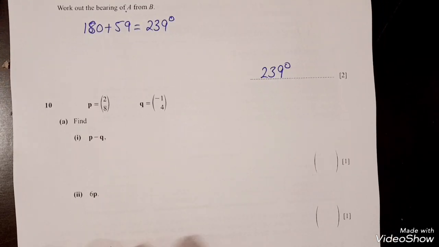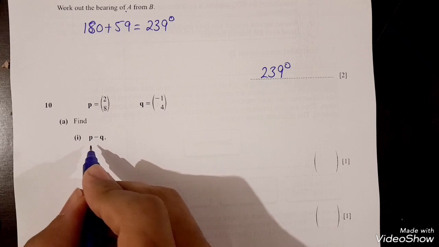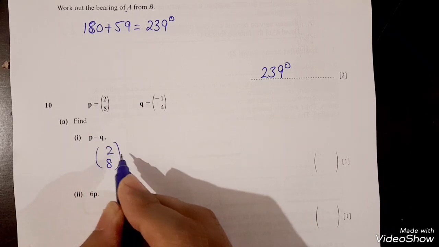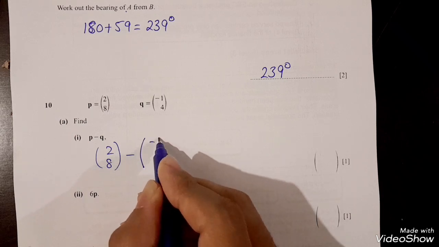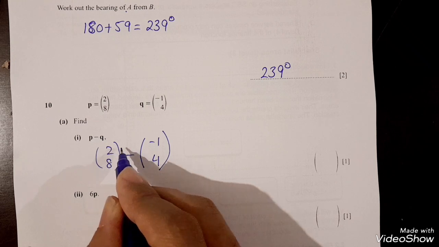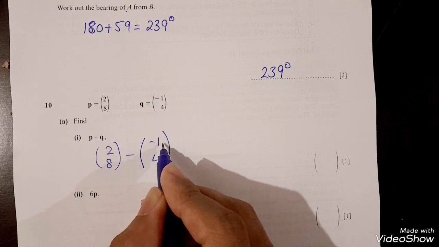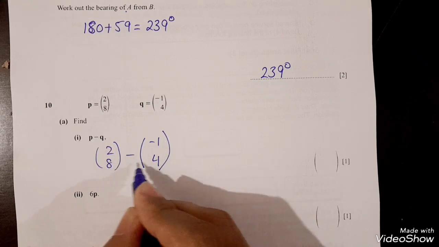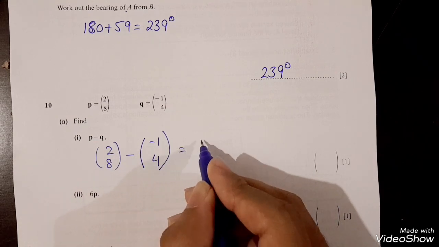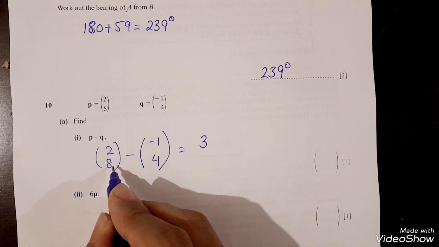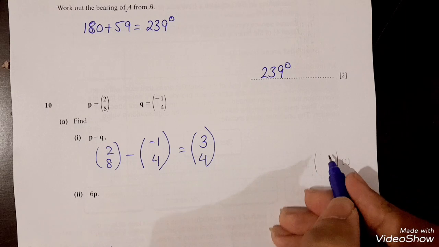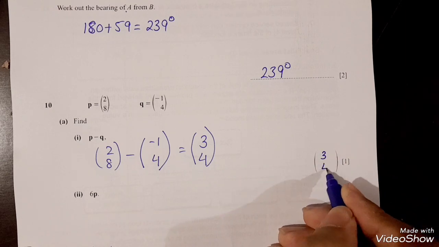Then part A states find P minus Q. So 2 over 8 minus 1 over 4. Top number will be subtracted from top number and bottom number will be subtracted from bottom number. So 2 minus 1 will be 3 and bottom will be 8 minus 4 which will be 4. So the answer will be 3/4.